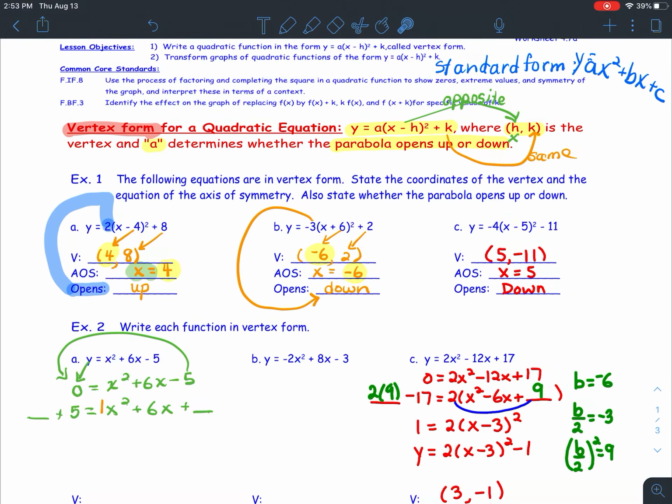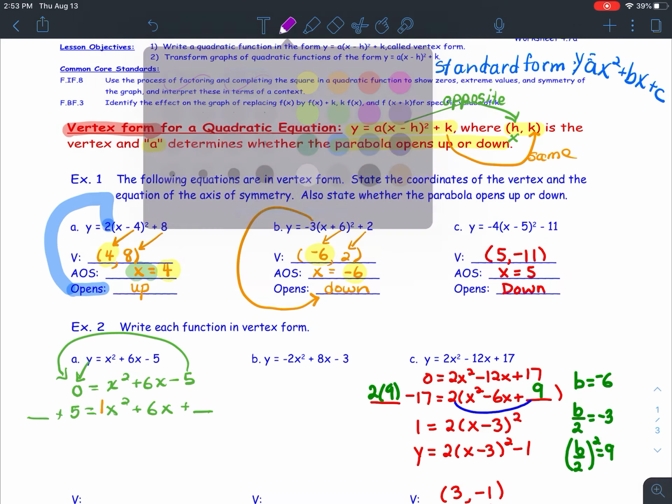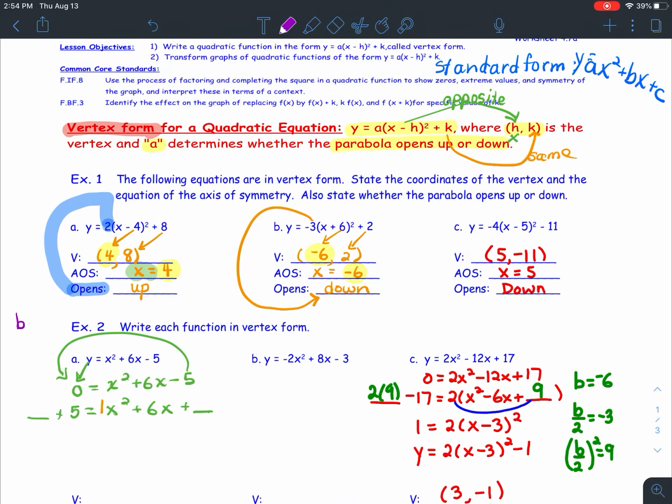Okay, then we create a space here for what we're going to be adding. We want a new c value. If you recall, though, we shouldn't create that new c value until we're confident that the a value is a 1. Okay, in this problem here, the a value is a 1.